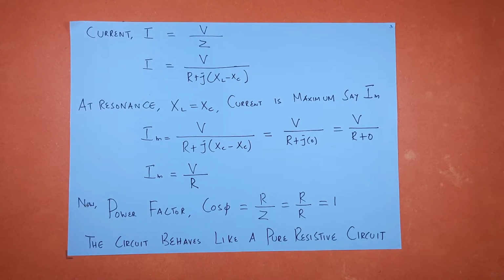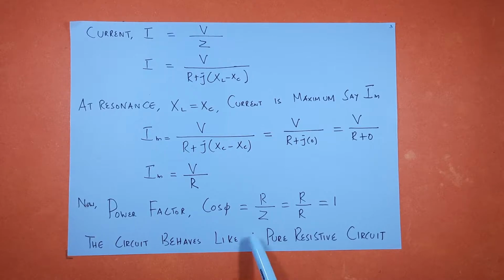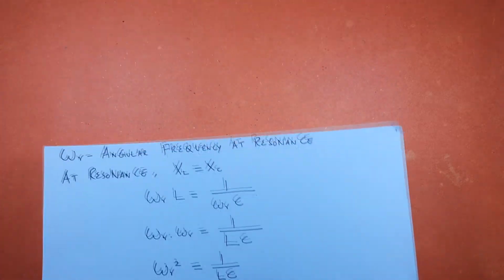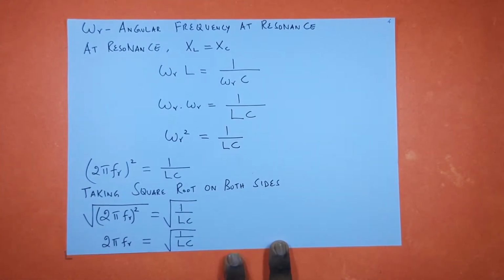Also, if you look at the power factor, cos phi is given by R divided by Z. At resonance condition, Z equals R, so R by R equals 1. In a pure resistive circuit, we know the power factor is going to be 1, or unity.